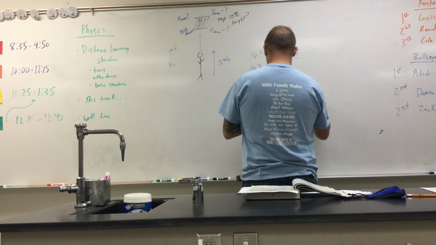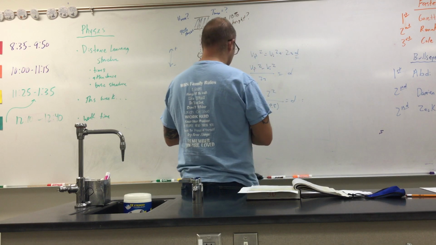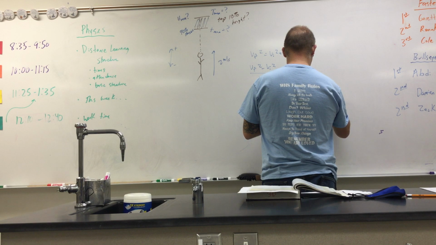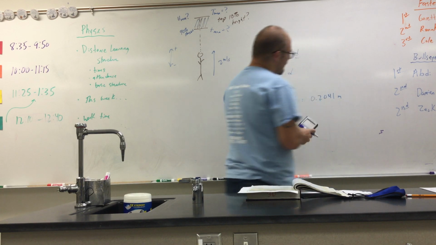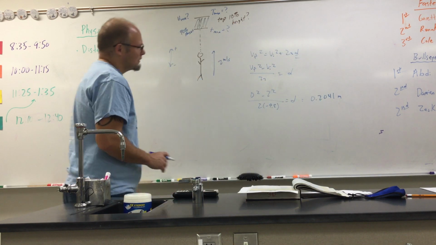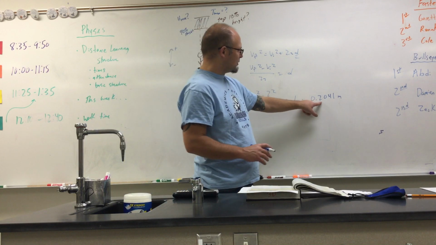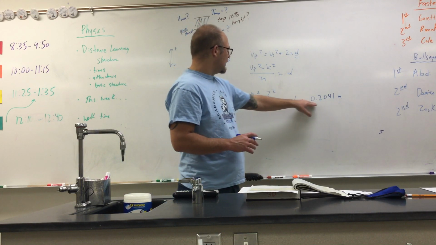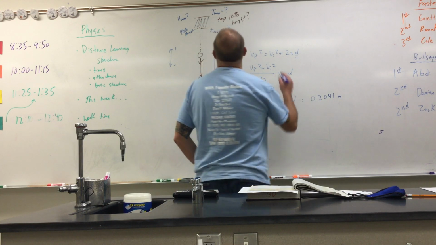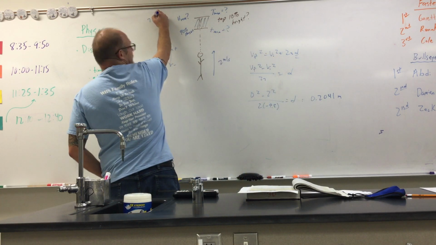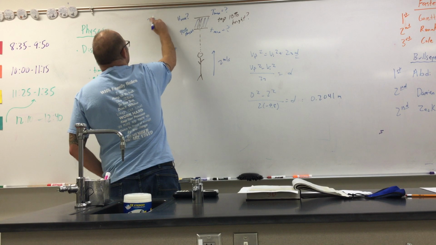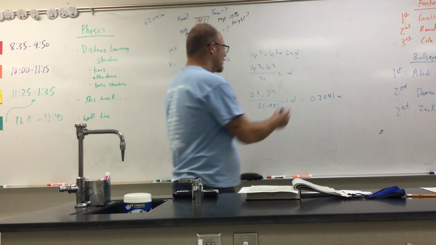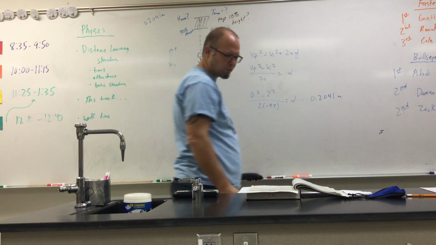So the max height is 0.2041 meters. And I'm not going to round very much because this is a small number, so I definitely don't want to just shave it to 0.2, because you end up losing some of the point stuff. So again, this is the max height: 0.2041 meters. Okay. Now how long does it take to get this high?